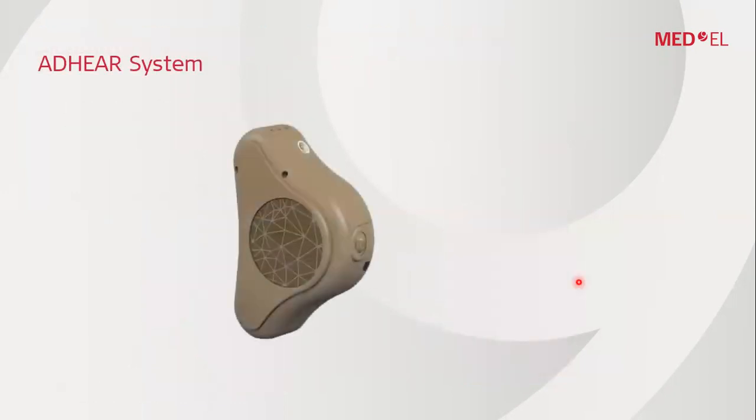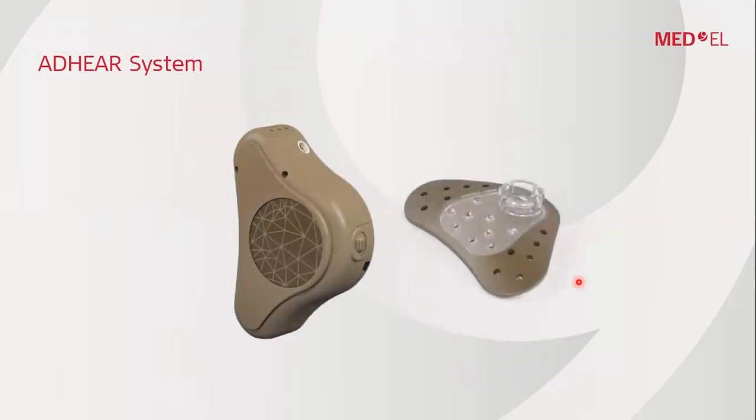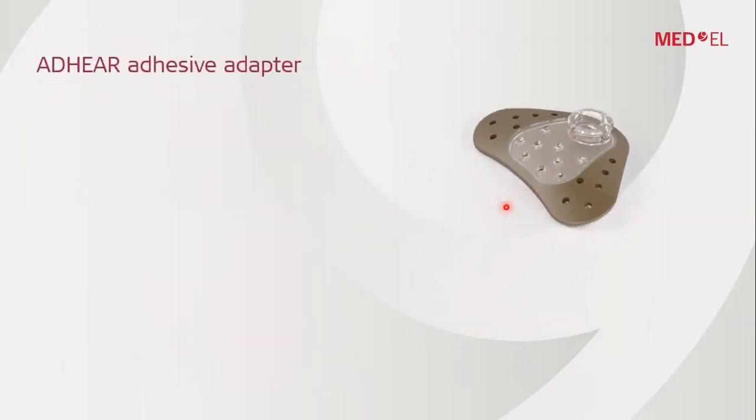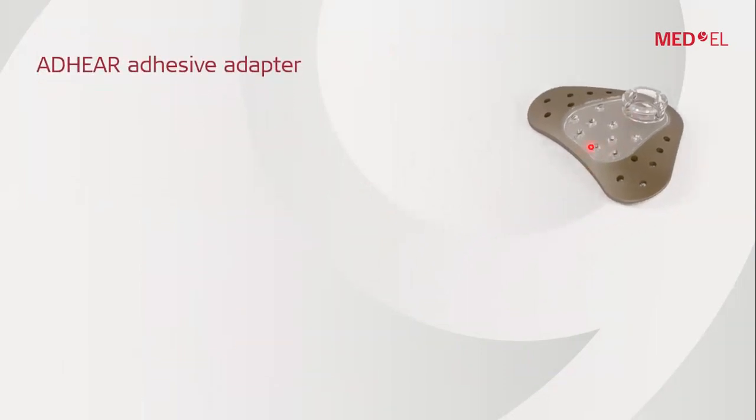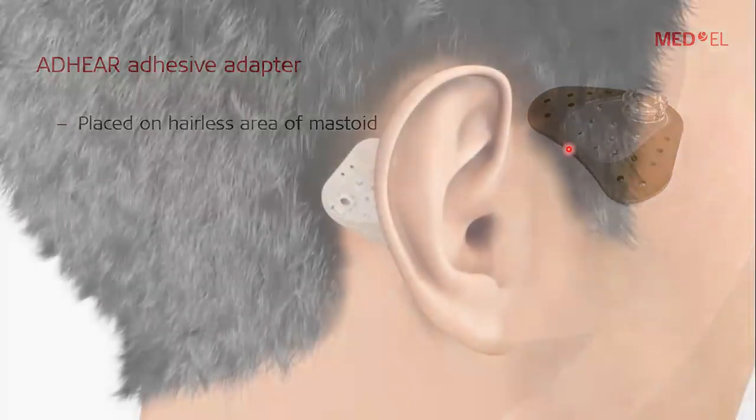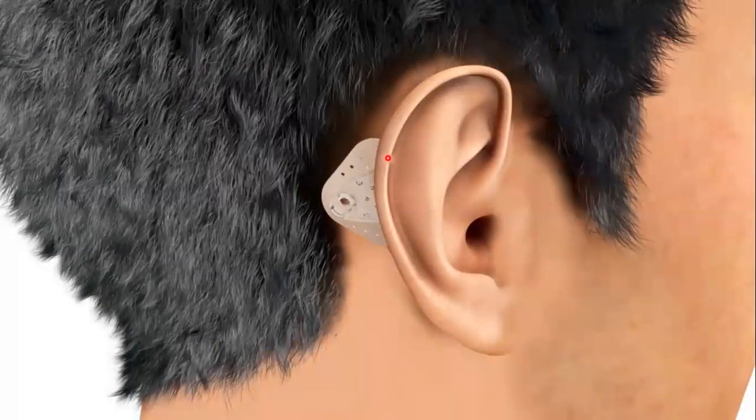So it's obvious that the ADHEAR system consists of two main components, the ADHEAR audio processor and the adhesive adapter. Right now I'll talk about each part in much more detail, and let's start with the adhesive adapter. It should be placed on the hairless area of the mastoid. As you can see here, it should be placed on this part of the mastoid, and there is a special tool that may help the patients to fix the ADHEAR in the right place.